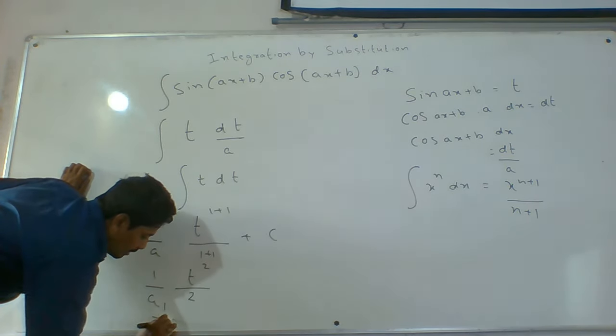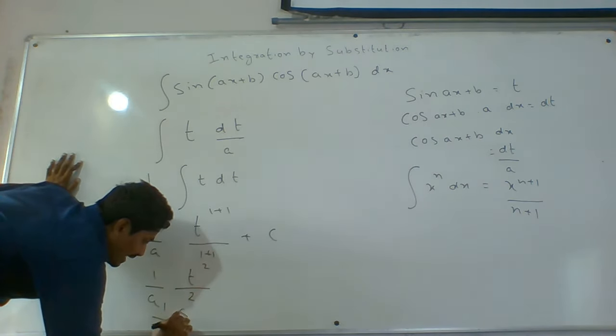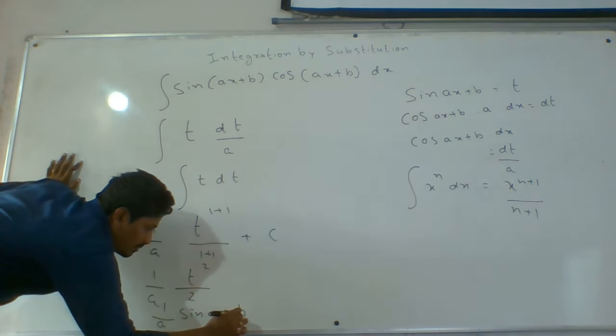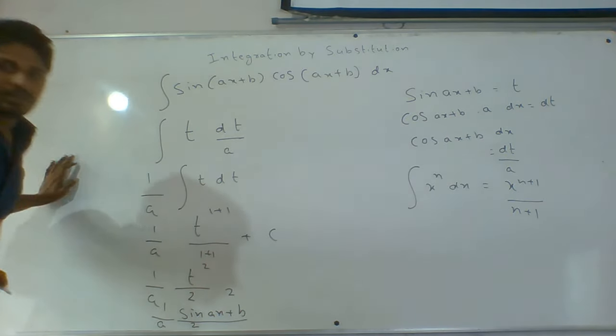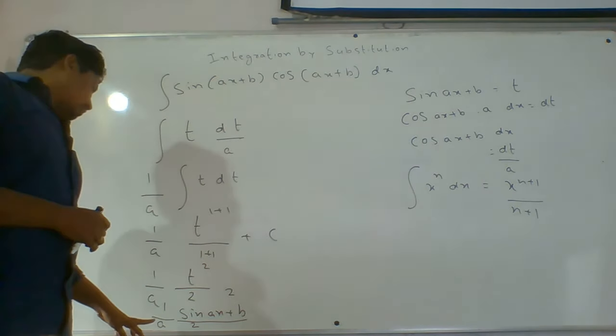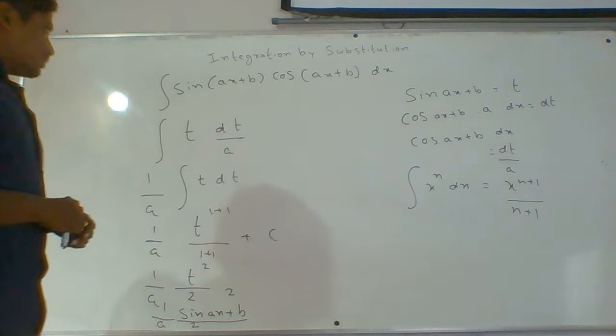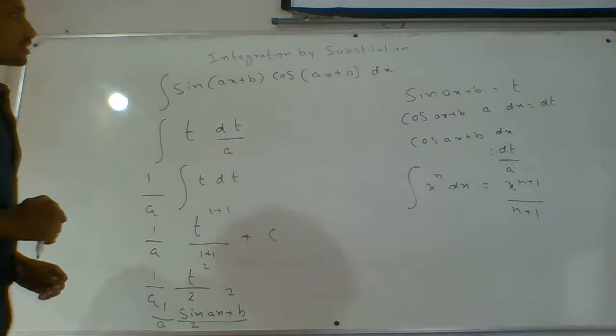In the place of t, what have we assumed? Sine ax plus b. Just substitute it. 1 by a, sine ax plus b whole square by 2. Okay, now let us move to the next question. See the steps here.